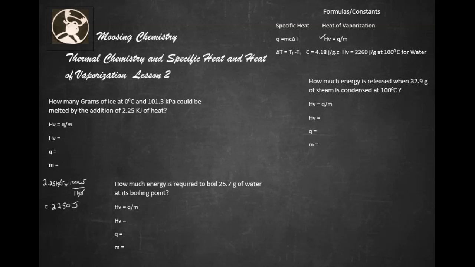All right, and now we're looking for our mass. So that's what we're looking for. Our Q value is going to be, of course, 2,250 joules of energy. And our HV, in this case, is going to be given to be 334 joules over grams. Now, where to get that number? That's a constant for grams of ice, okay?